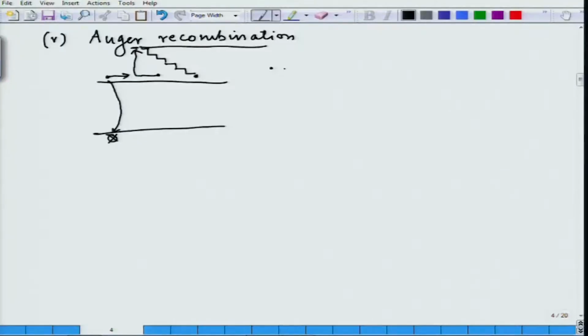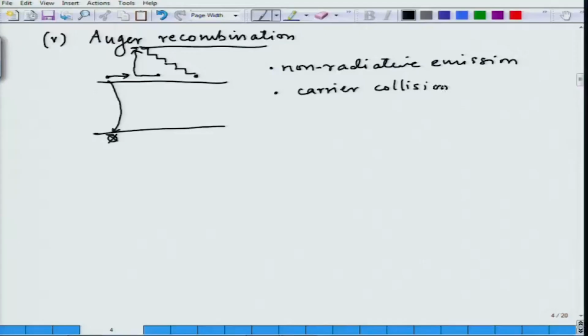So, the energy is lost in a non-radiative emission in this case, and we do not get any light here. It is basically taking place because of carrier collisions, and hence the process is normally occurring where you have high carrier concentration. Then these processes have to be accounted for. High carrier concentration basically means a very high level of doping in the device, so this has to be accounted for in this case.